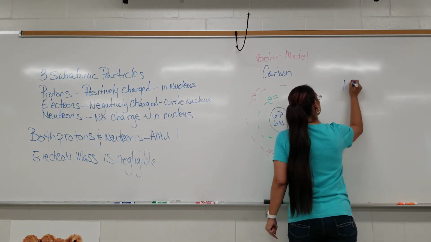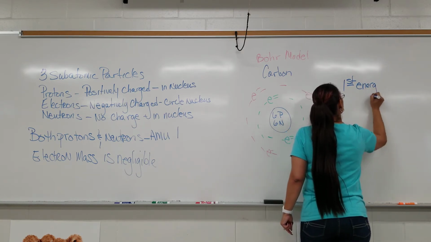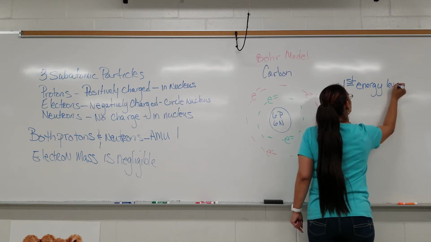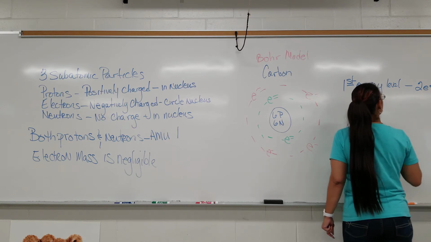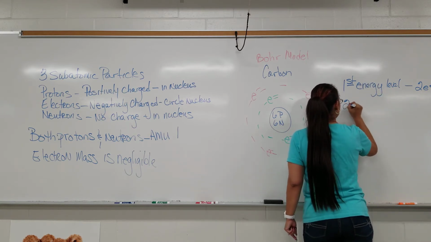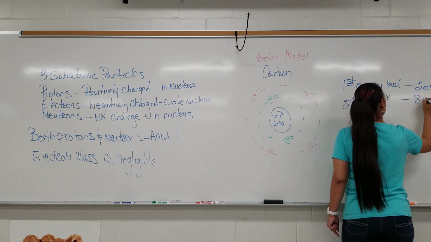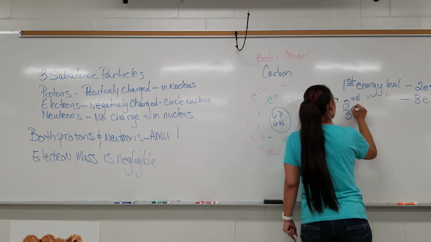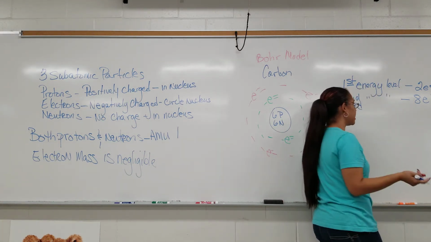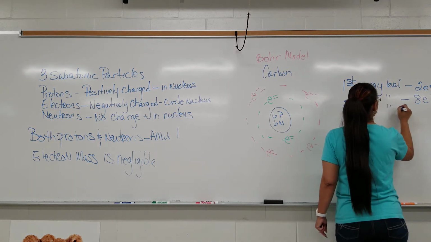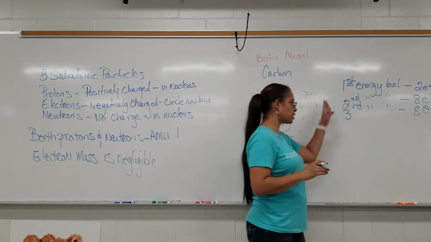The first energy level, or shell, can hold 2 electrons, and I'll just put it as an E minus. The second can hold 8 electrons. The third, when we're looking at the third period, holds a maximum of 8 electrons. Okay? Now we're not going to go past the third shell.